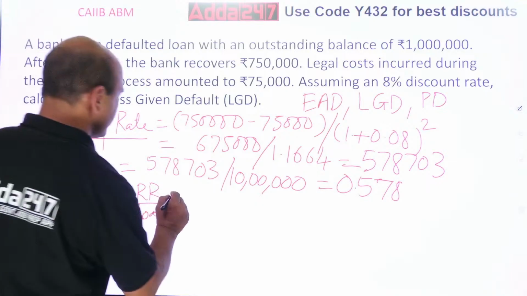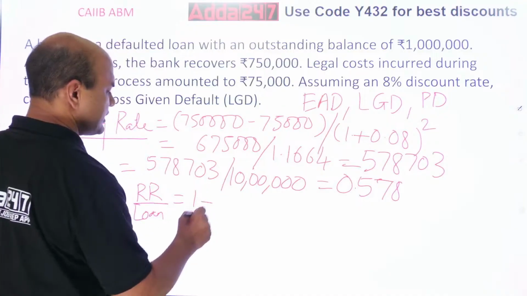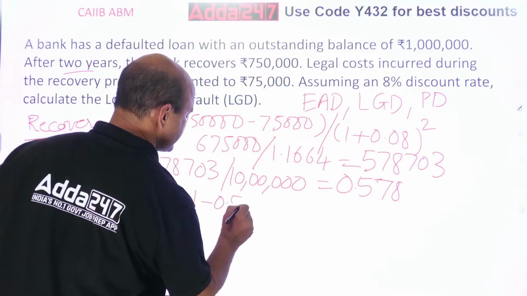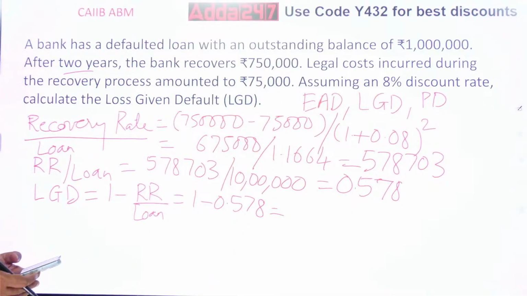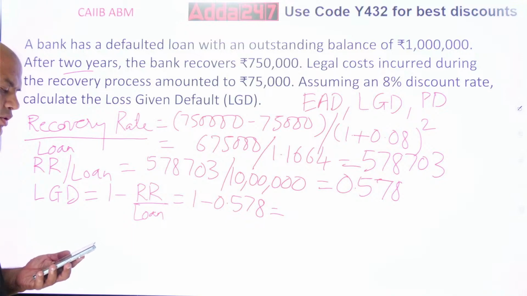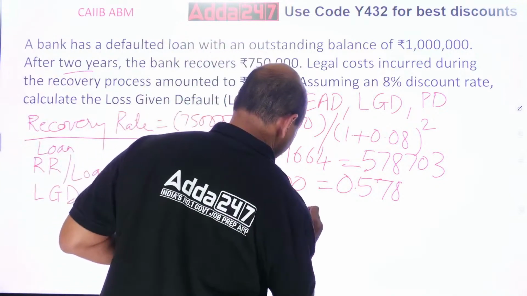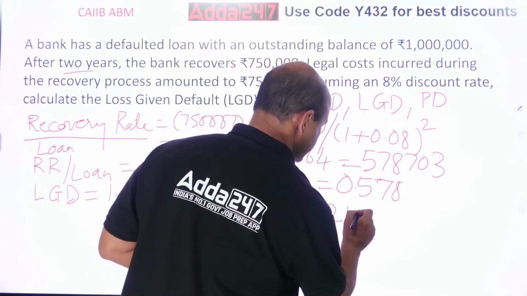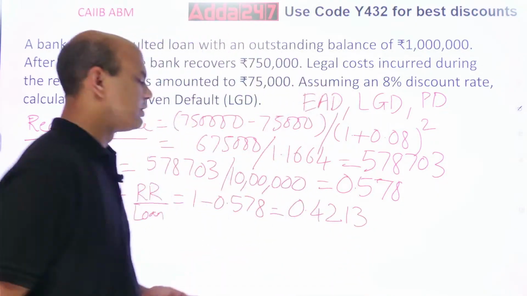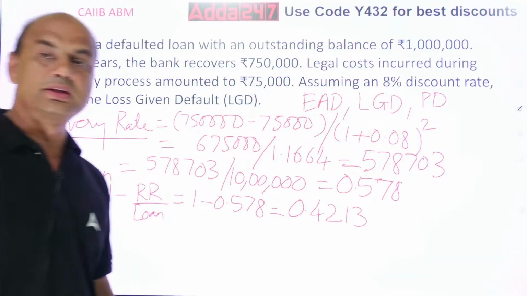So that is equal to 1 minus, what is this? 0.578. So that is equal to, everyone get the answer? 0.42, right? So 0.42, 4, 2, 1 and something 2 is also there. 3 take it. 0.4213. So this is your answer.